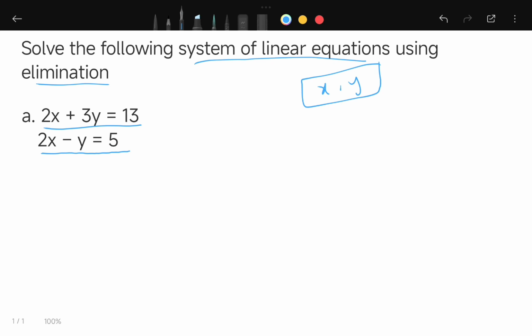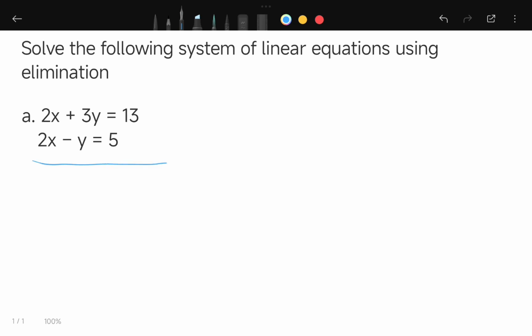Now let us see. You can see 2x is common in both equations. If we subtract equation 2 from equation 1, then 2x minus 2x will become 0. This 2x gets cancelled. That's why let us try to subtract equation 2 from 1.